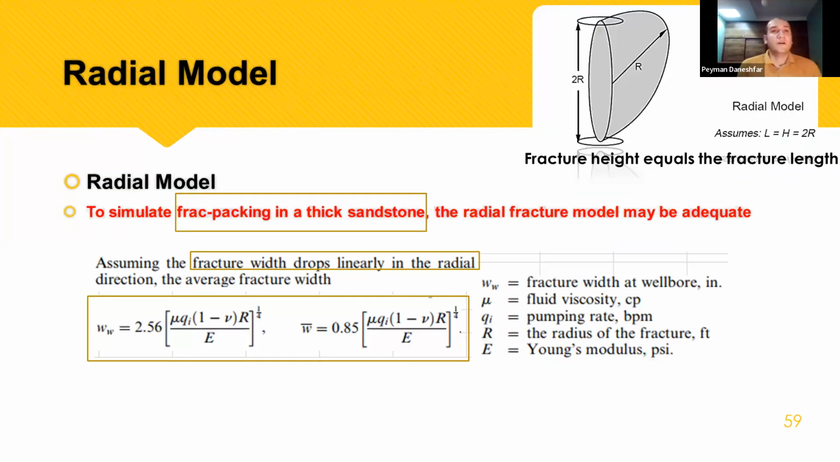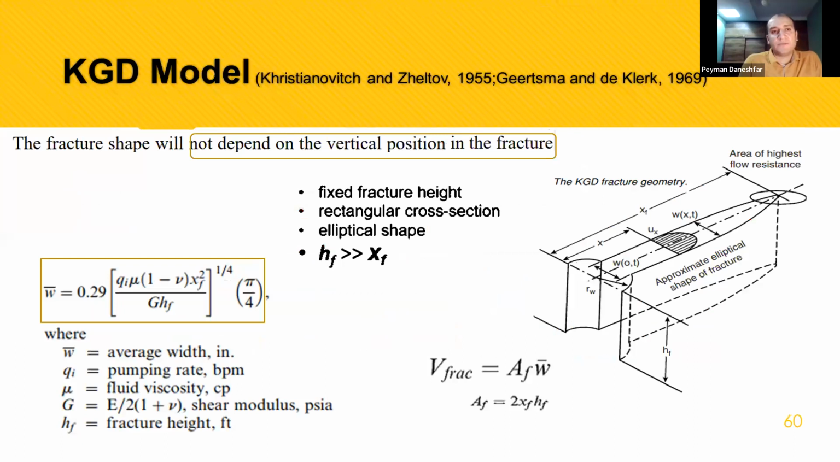The radial model is adequate for frac packing in sandstone. You can see that we can find the width of the fracture, or the average width of the fracture, with this formula. This formula is important for us, because when we want to simulate frac packing in sandstone, the radial model is okay for us. And another model is the KGD model.